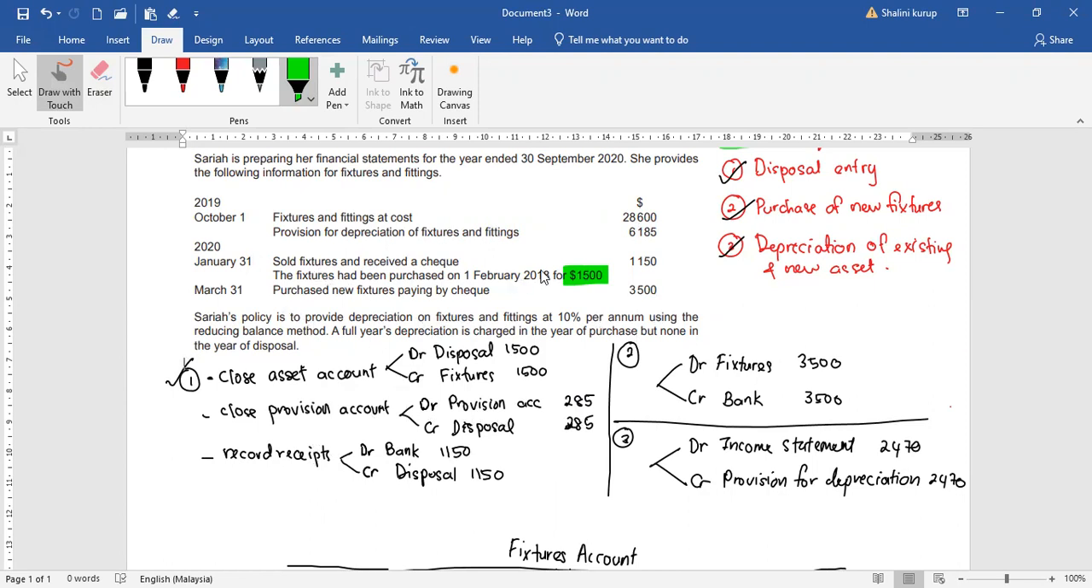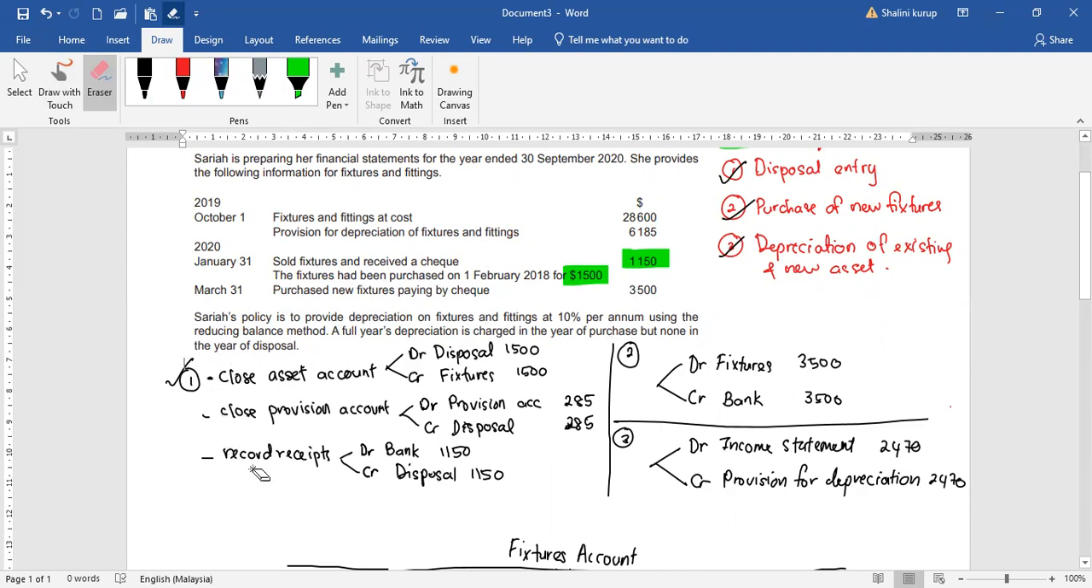If you see here, they have clearly stated that you have received 1,150 ringgit. When you look at this, you sold the fixtures and you received a check. So debit your bank and credit your disposal with 1,150.